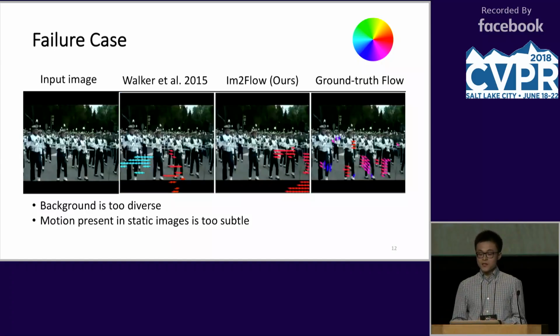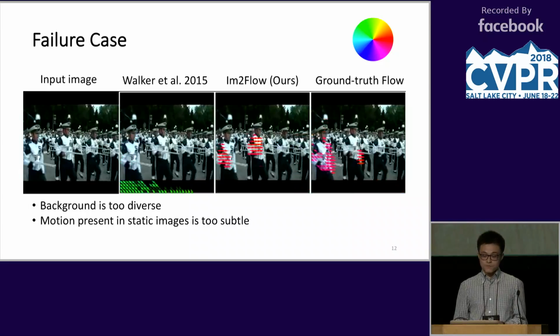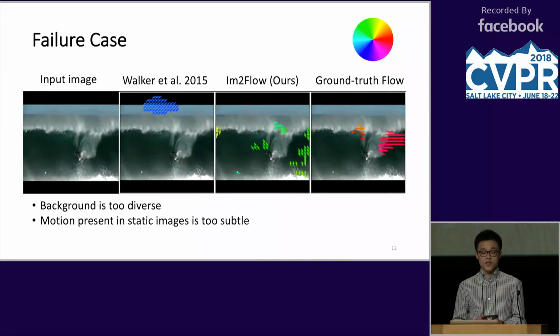Our motion prediction model is far from perfect. Let's see some failure cases. Our model can fail, especially when the background is too diverse, or the motion presented in the static image is too subtle. Under these circumstances, it's hard to capture the motion based on only a single snapshot. The signals are either too noisy or too weak.